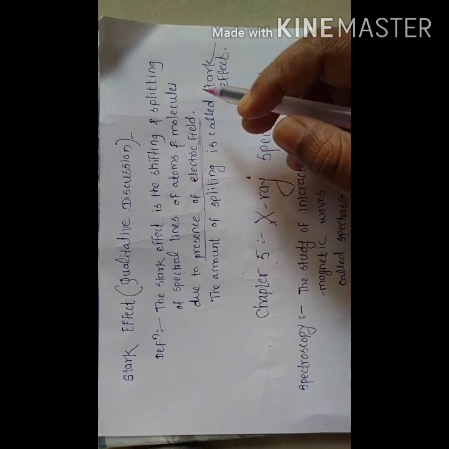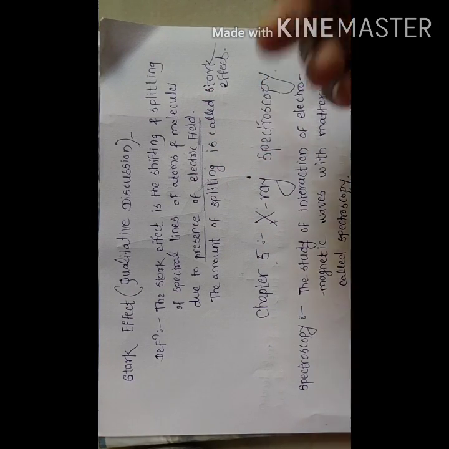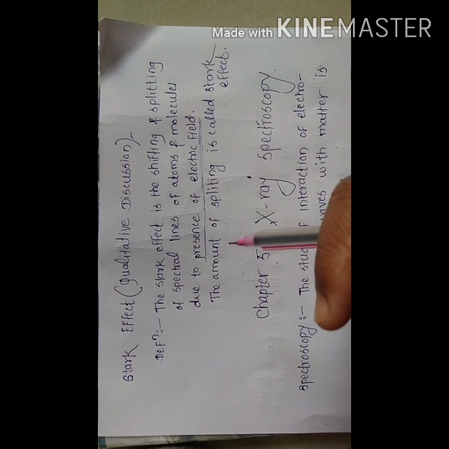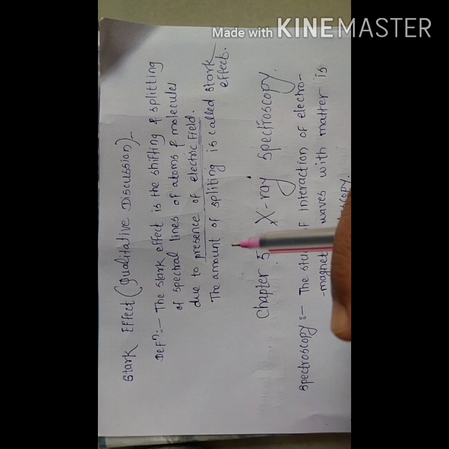Stark effect. Okay, so this scientist Stark observed the splitting of a hydrogen atom. We have seen that in the spectrum of hydrogen there are various series, that is the Balmer series, Paschen series, Brackett series. So Stark studied the splitting of spectral lines of Balmer lines in the hydrogen atom. Okay, so this phenomenon is exhibited by the spectra of all elements, and it is known as the Stark effect.